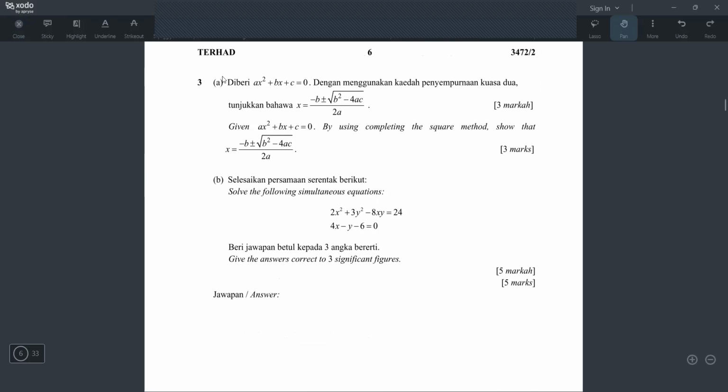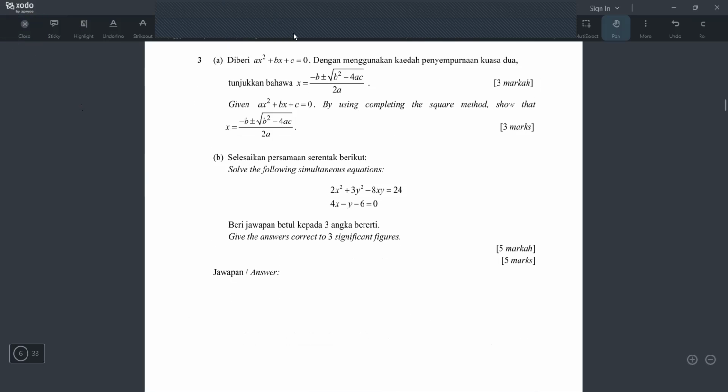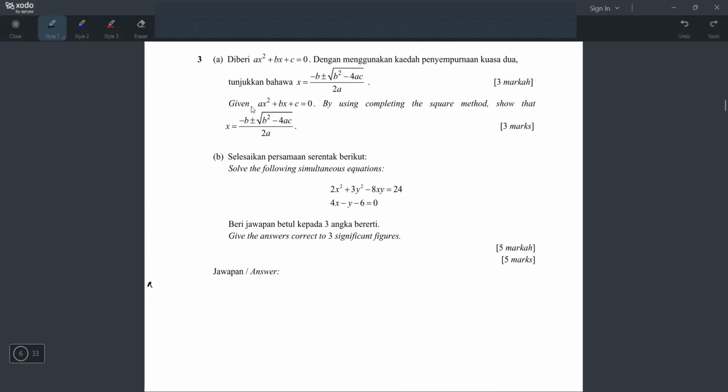Okay, number 3 is another proving question. This one is where they want you to prove the quadratic formula. So let's read the question. They give ax squared plus bx plus c, so we can use this as information because it's given in the question. By using the completing the square method, show that x equals negative b plus minus square root of b squared minus 4ac over 2a. This is actually the quadratic formula. So we are trying to prove the quadratic formula by using the completing the square method.